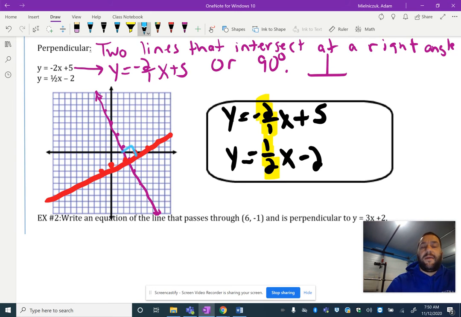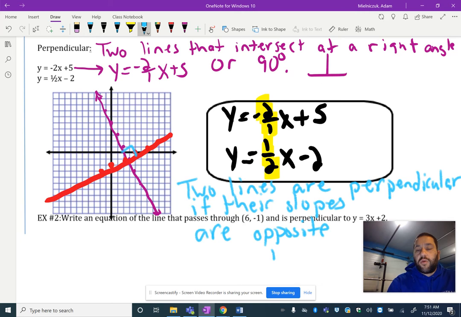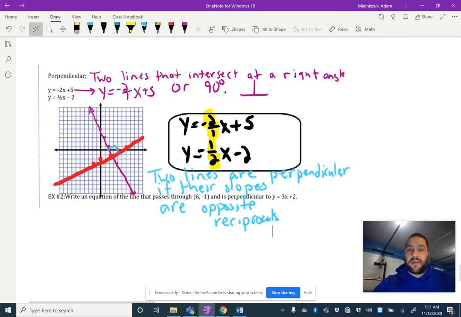So we can say two lines are perpendicular if their slopes are opposite reciprocals. Fancy words for saying take the fraction, flip it upside down, and change the sign. So let's look at an example now.